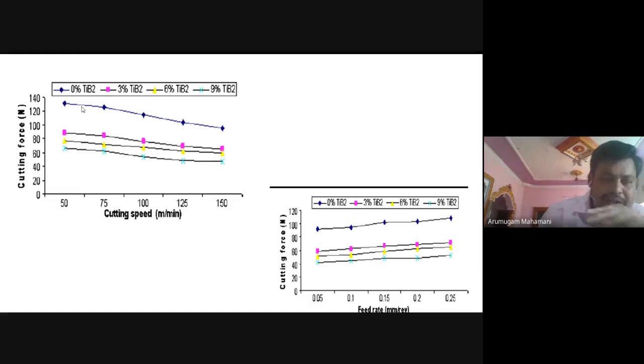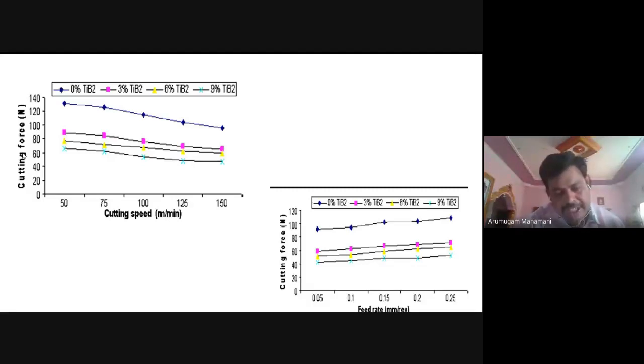So more area of contact will produce more friction. More friction automatically increases the cutting force. That means the friction component will increase the overall cutting force. Here, for cutting force, how we did it is Fx, Fy, Fz. We have taken all the three forces. Here we calculated the resultant force, the square root of Fx square plus Fy square plus Fz square. That value we are putting here.